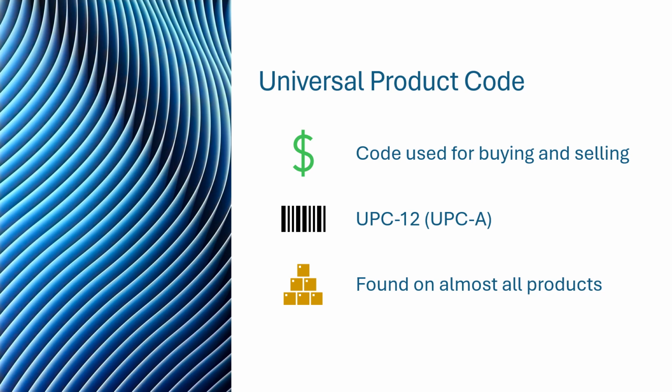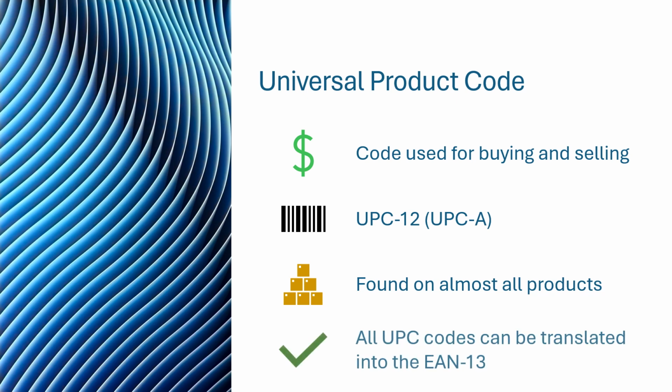The original design was the UPC 12, which is technically called the UPCA. Variances include the UPCE, EAN 13, and the EAN 8. The EAN variant is an expanded version of the UPC 12. Thus, every UPC code can be converted to the EAN 13 format. This means that the conclusions reached in this video would apply to any barcoding currently in use today.